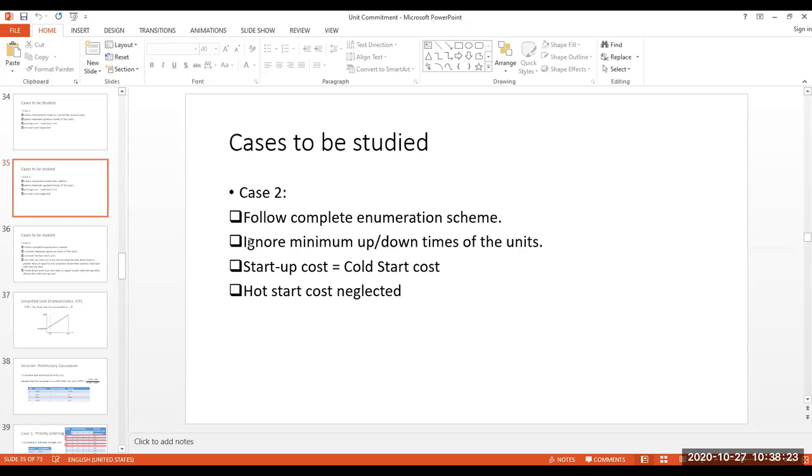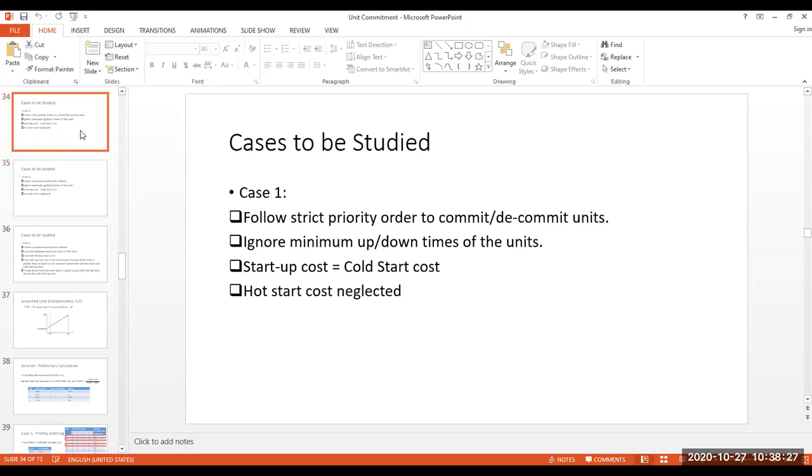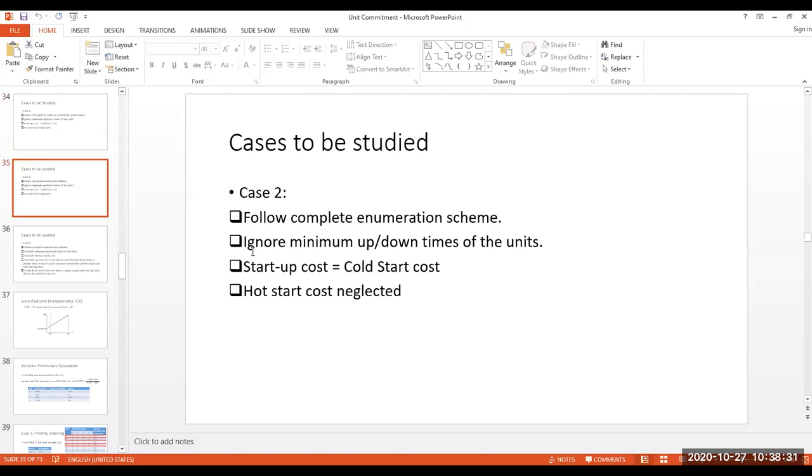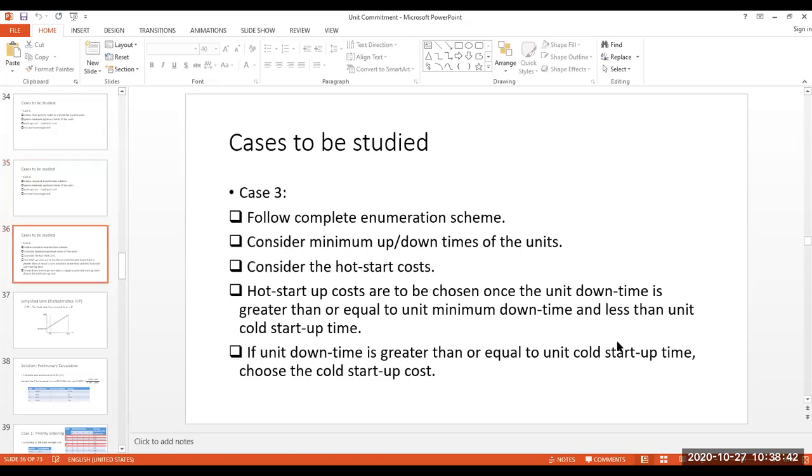And besides, we also had the assumptions. The other assumptions were kept the same as case 1. In case 2, we still ignored the minimum uptime and downtime of the units. We still assume the startup cost as the cold start cost, and we still assume the hot start cost to be negligible.